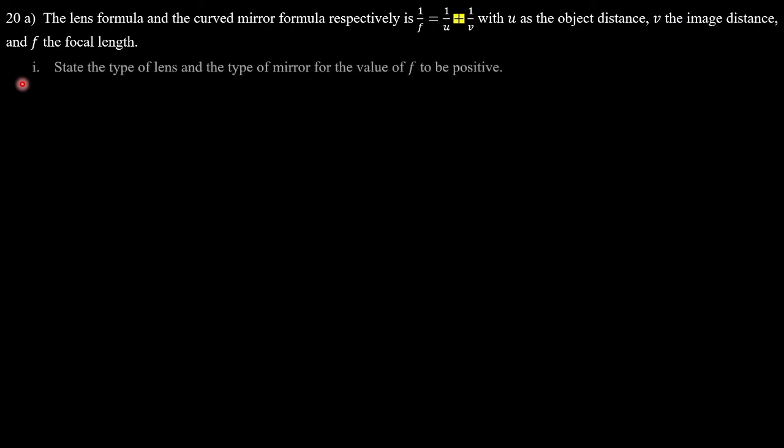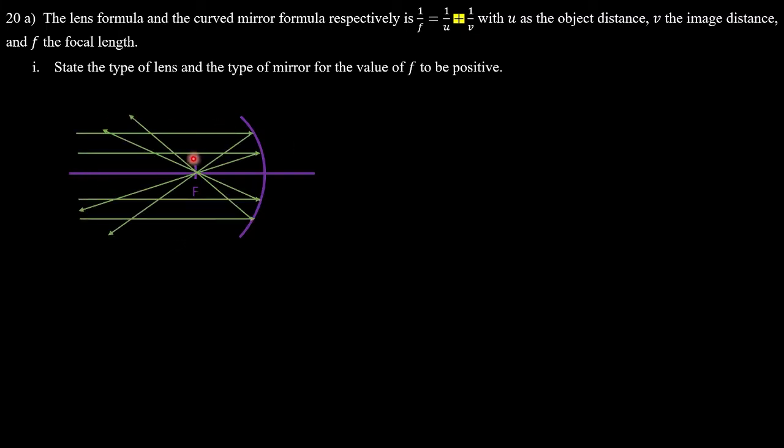Okay, next. The first question is to state the type of lens and the type of mirror for the value of f to be positive. In order to have positive f means that it's a real focal point. To make a real focal point, we have a concave mirror where the light rays parallel to the principal axis will pass through the focal point here. They will focus on a point. This focal point is a real focal point because all the light rays pass through it. So this one is positive f.